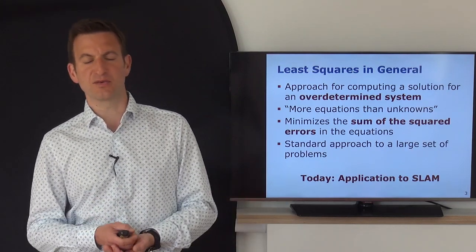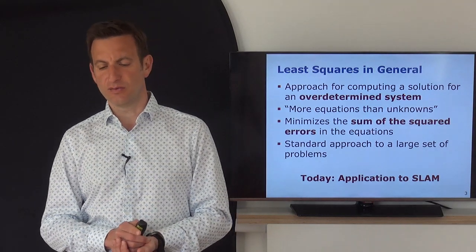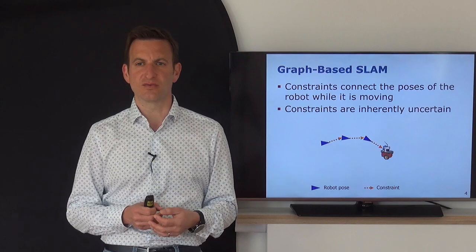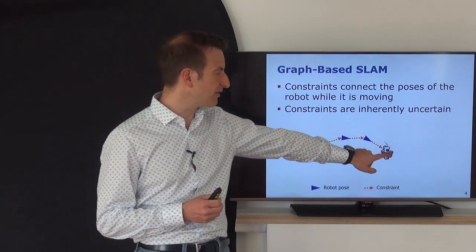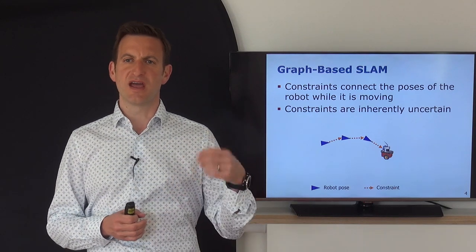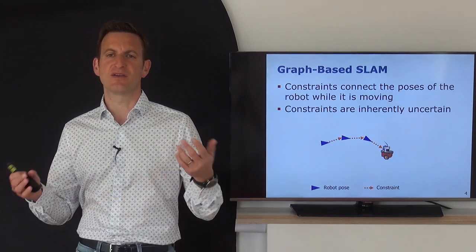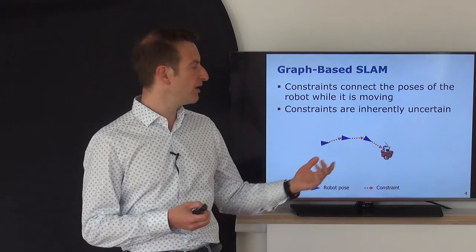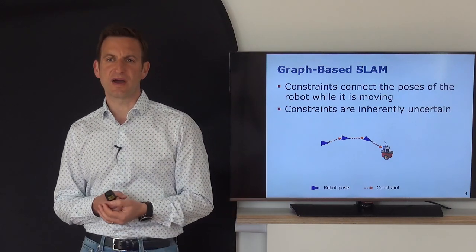And again, this least squares approach we apply today to the SLAM problem. So let me very easily introduce this problem. Consider we have a mobile robot like this guy here, driving around through the environment. And at distinct points in time, let's say every second, for example, we are generating a pose. And the pose is here illustrated by those triangles.